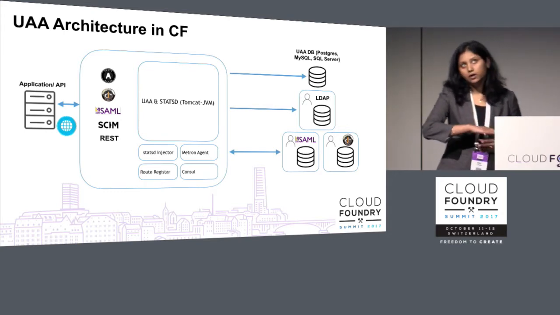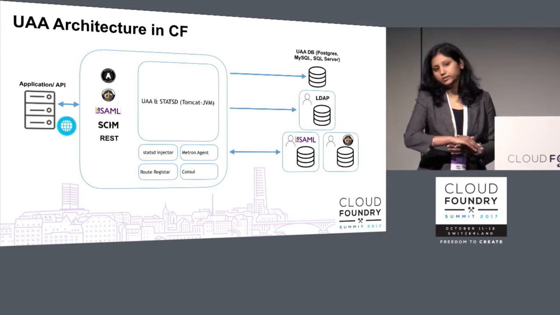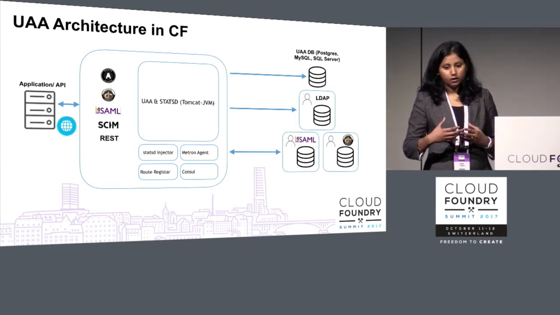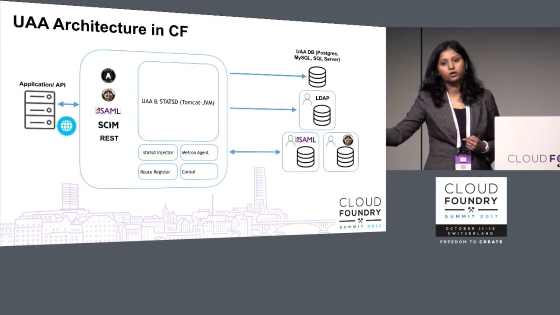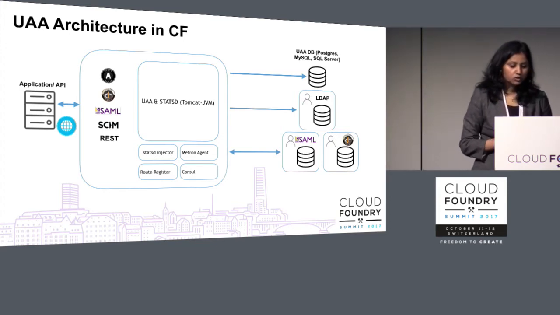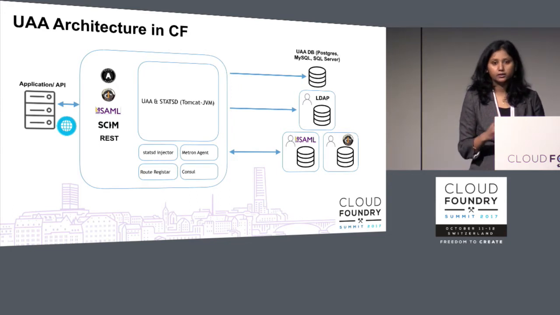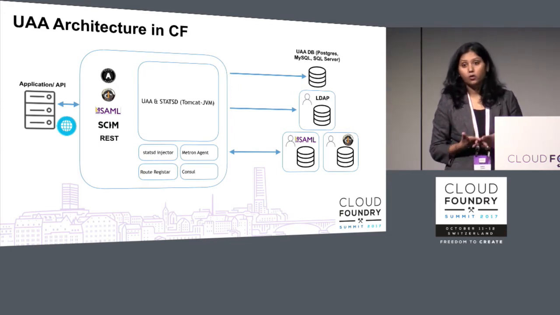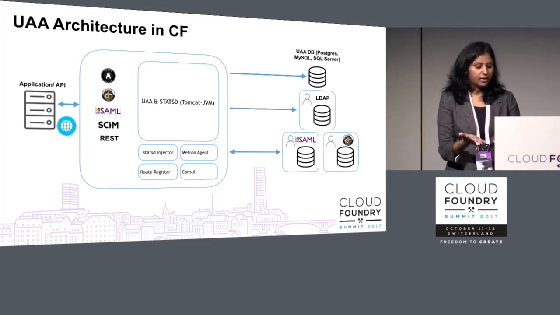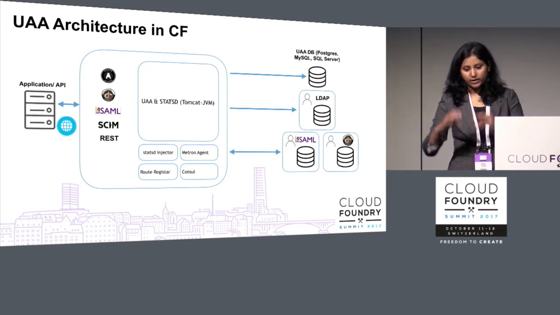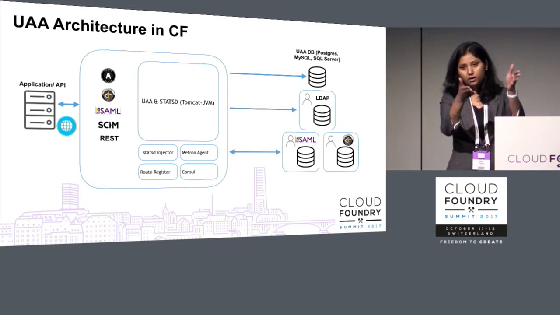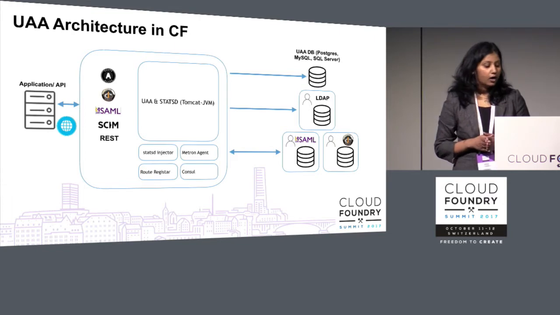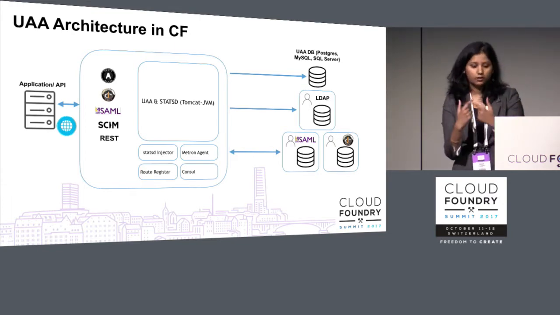So things could be streamed over a secure syslog channel, or you could have things being collected via different nozzles. Beyond that, there are other jobs within this VM. There is something called route registrar. As the name suggests, it is for registering UAA's route with the router so that it is discoverable, right? But that's for external routing.